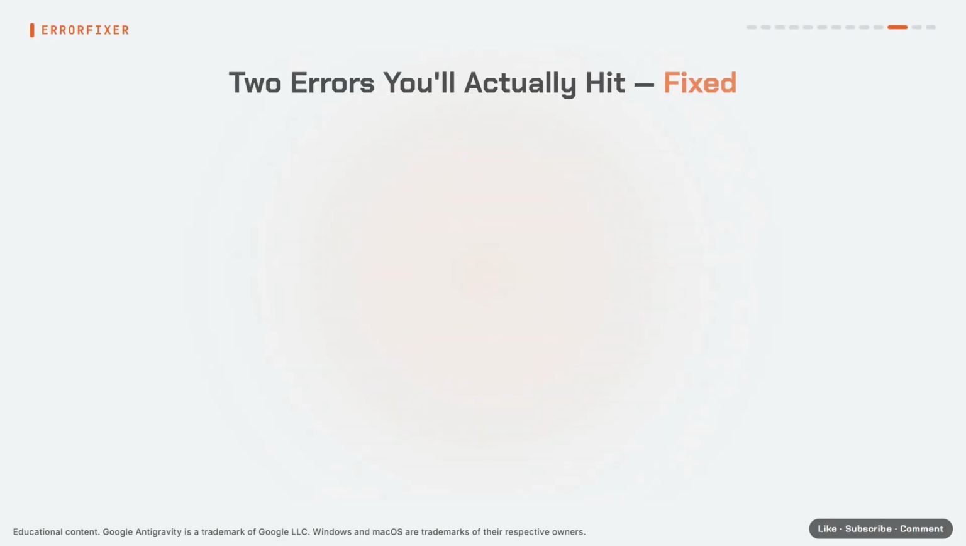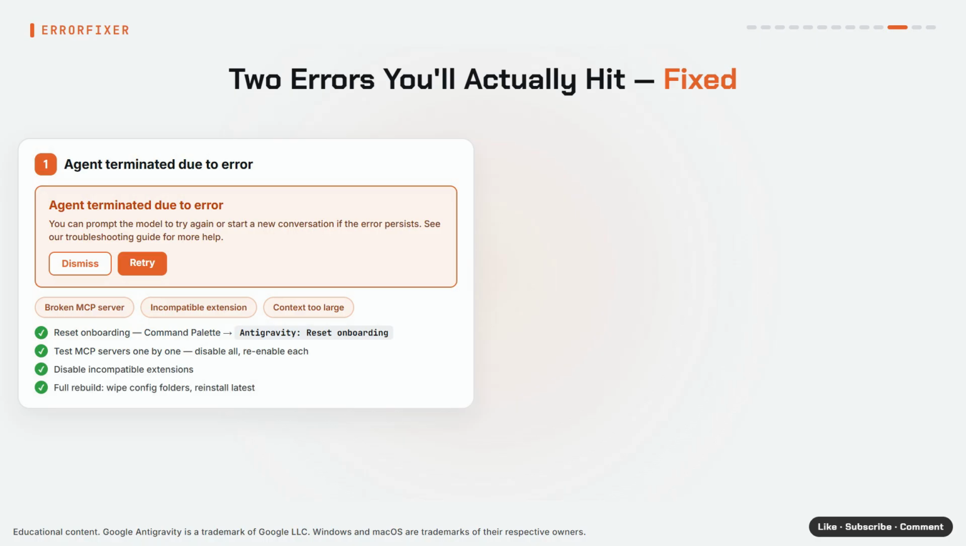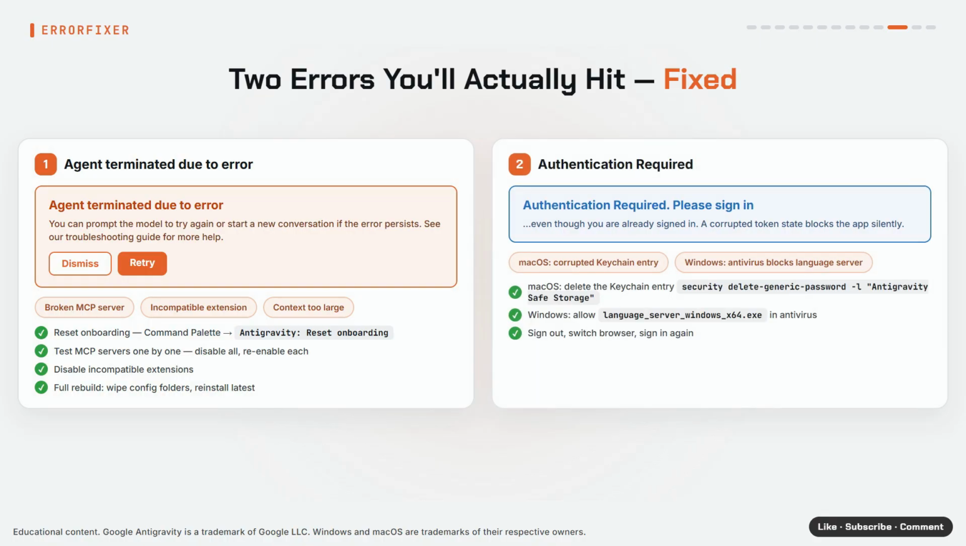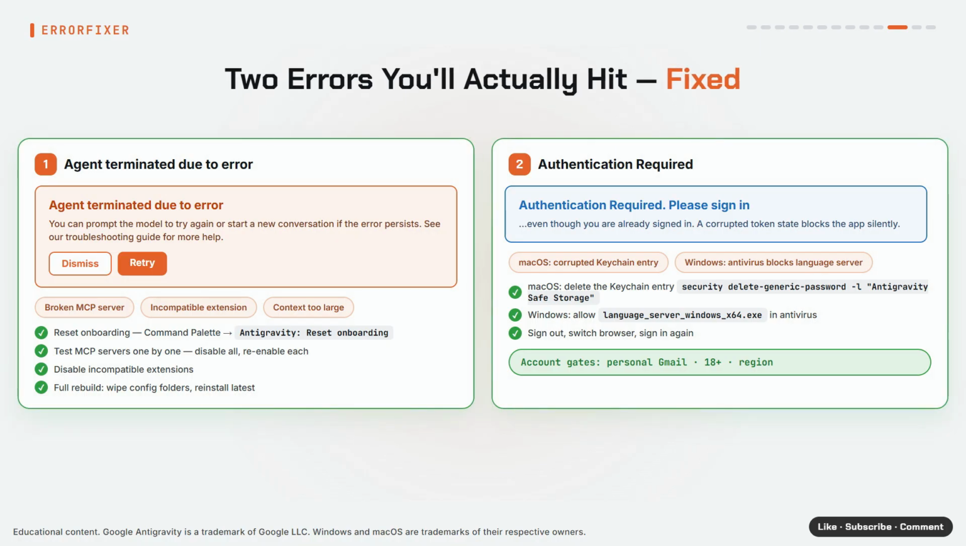Two errors you'll actually hit. First, agent terminated due to error. It usually means a broken MCP server or an incompatible extension. Reset onboarding. Test your MCP servers one by one. Disable extensions, and if nothing helps, do a full reinstall. Second, authentication required, please sign in, even though you're signed in. On a Mac, a corrupted keychain entry called Antigravity Safe Storage is the usual cause. Delete it from the keychain and sign in again. On Windows, add an antivirus exception for the language server executable.